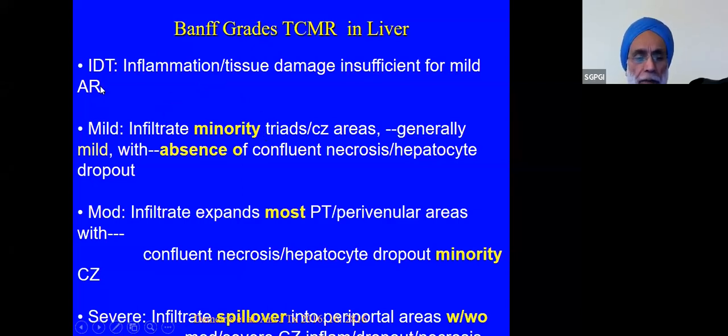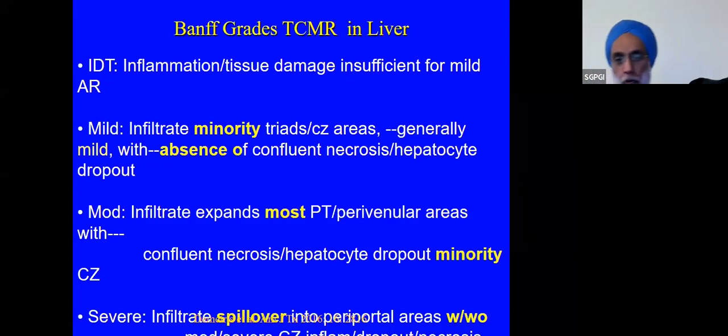Indeterminate is something short of mild. In mild, the infiltrate should involve a minority of the triads or centrizonal areas, generally with the absence of confluent necrosis. In moderate, most of the portal tracts or perivenular area should be involved. Dropout should occur in a minority, and in severe, there's spillover and there is centrizonal necrosis. But this is a continuum. The best way of grading is not to have a chart before you, but to use your experience and say this biopsy is in the lower third or middle third or upper third of the most severe cases.